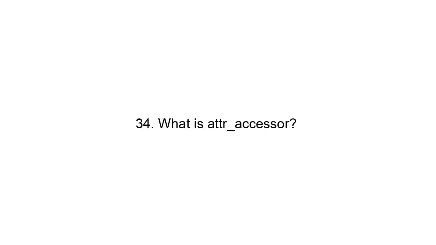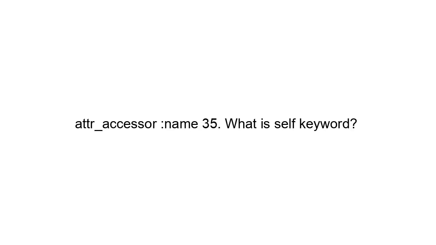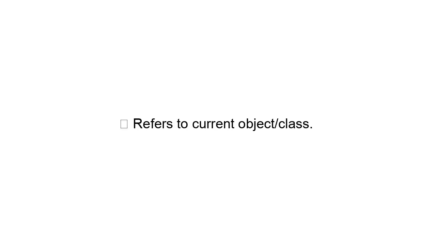34. What is attr_accessor? Creates getter and setter methods. Example: attr_accessor :name. 35. What is the self keyword? Refers to current object or class.